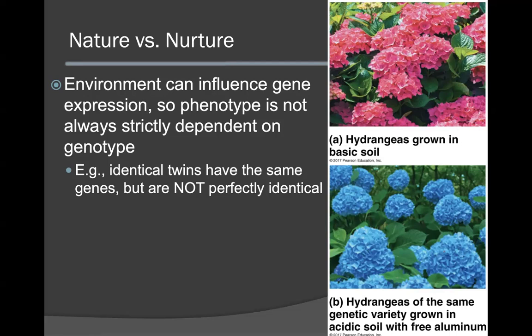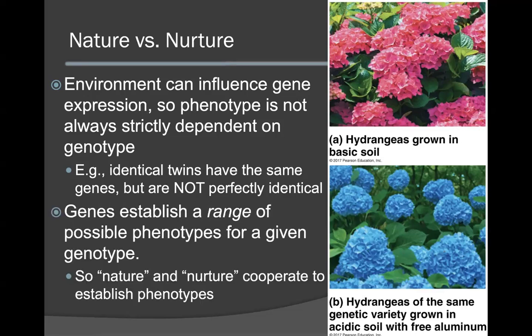This is one of the reasons why identical twins can have the same genetic makeup. However, they are not considered to be truly perfectly identical. There will be small, minute differences in how these genes are expressed within those individuals, even though they have the exact same genetic makeup. This means that genes can be expressed on a range of possible phenotypes, even with the same or similar genotype. This provides the basis for the nature versus nurture debate.